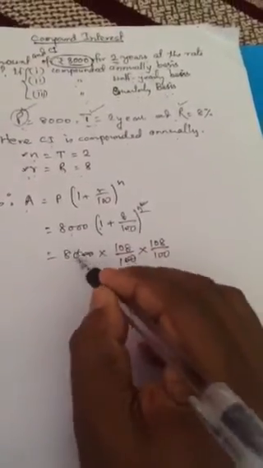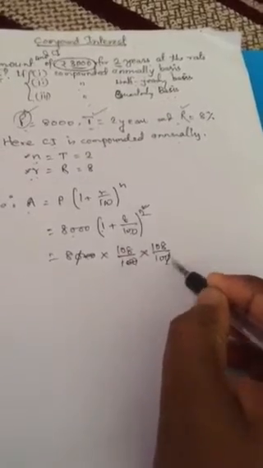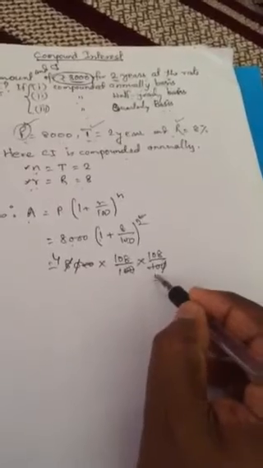2 0 2 0 cancel. 1 0 1 0 cancel. Okay. Now 2 4 is 8. 2 5 is 10. Now you have to multiply 108 by 108. So how to multiply 108 by 108?